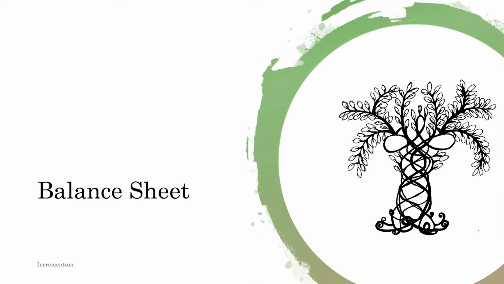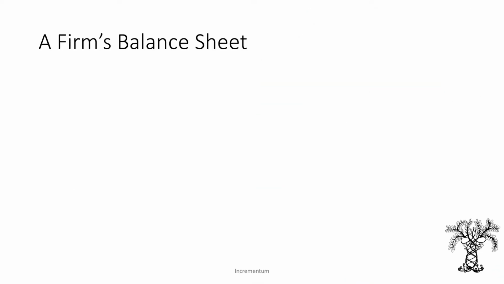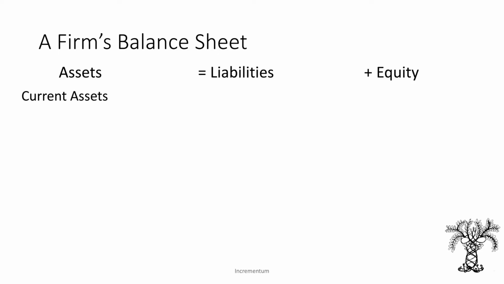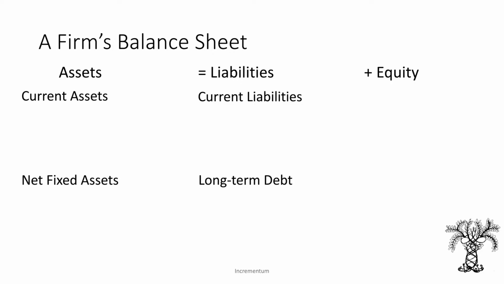In this video, we're going to look at a more detailed balance sheet. Whenever we start a balance sheet, we always want to start with our basic balance sheet equation. So assets equals liabilities plus equity. And remember that assets are either current assets or net fixed assets. Liabilities are either current liabilities or long-term debt, and equity is either common stock or retained earnings. These are the six main pieces of the balance sheet.